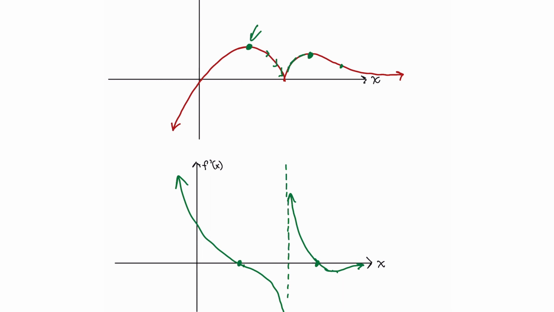So there is our best guess at what the graph of the derivative looks like, because we don't know what the equation of the original function is. But based on the properties, this is our best guess.